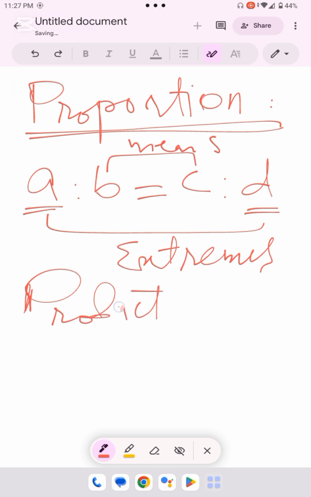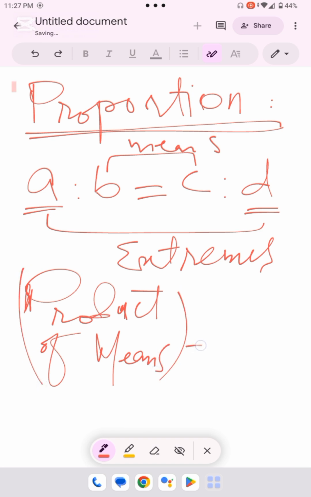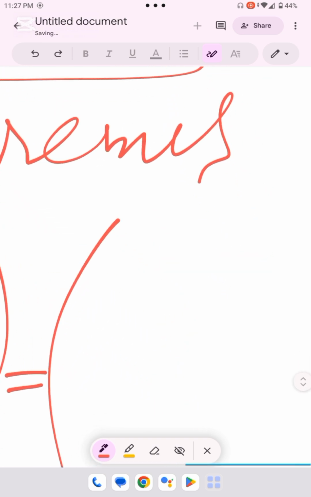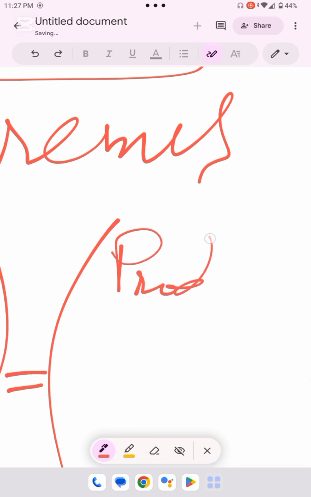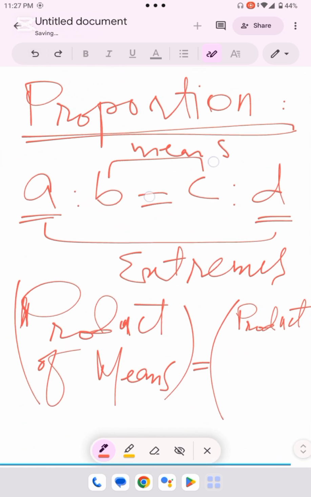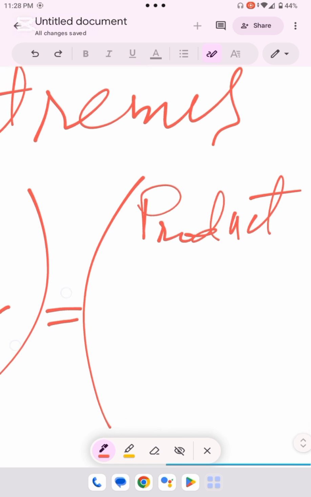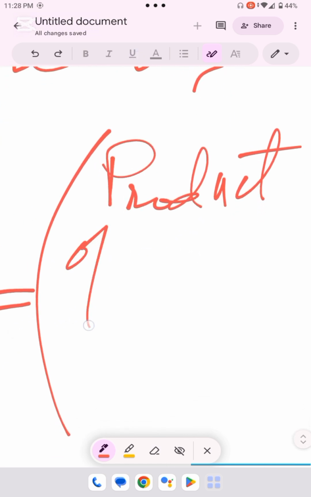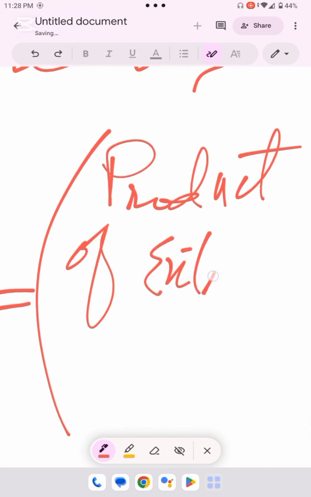the product of means is always equal to the product of extremes. Because the space was short, I magnified that. Product of extremes, sorry, product of means would be equal to product of extremes.